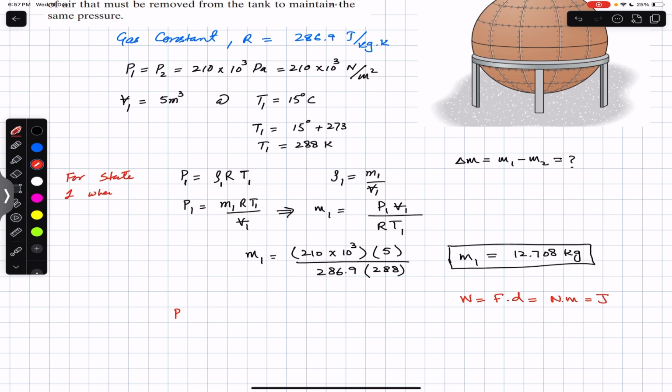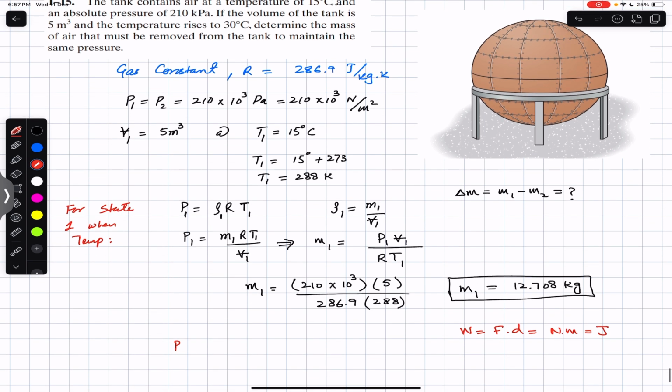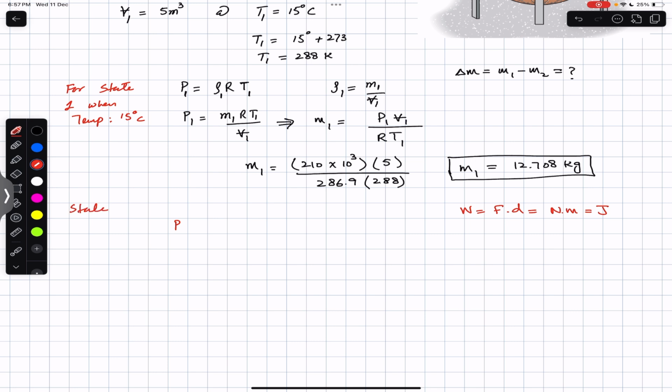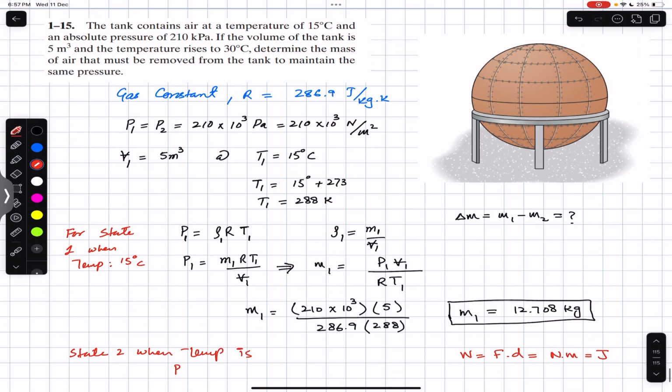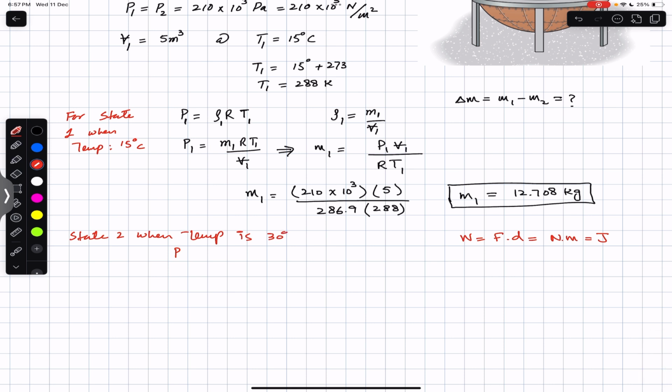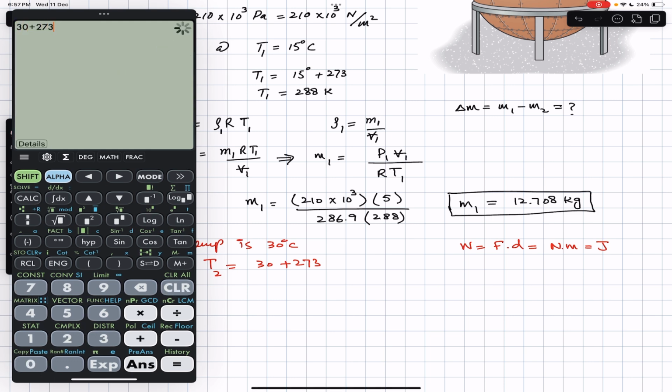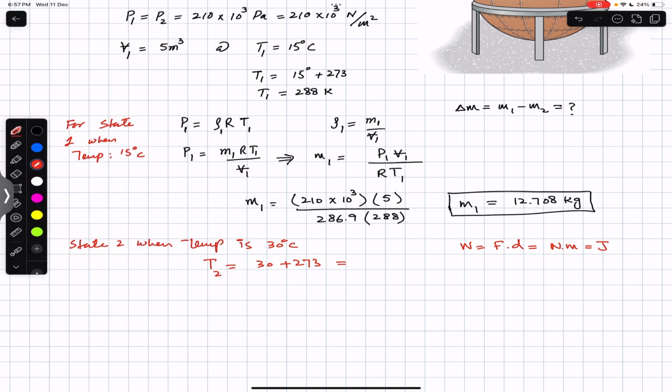when the temperature was 15 degrees C. Now state 2 is when the temperature is 30 degrees C. So now if the temperature is 30 degrees C, we can say that T2 is equal to 30 plus 273. So 30 plus 273 gives us 303 kelvins.